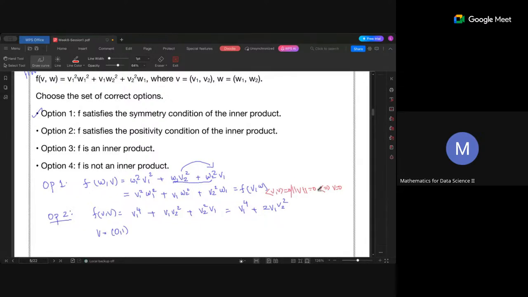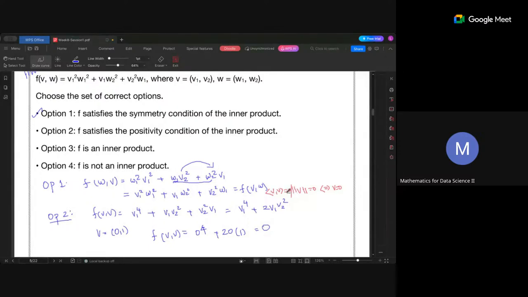Okay. So, try to prove this because this is easier compared to the inequality. I am taking a non-zero vector and I am going to find what is F of V, V. Now, can you tell me what is F of V, V? Zero. Yeah. You see, it is 0 power 4 plus 2 times 0 into 1, which is 0.